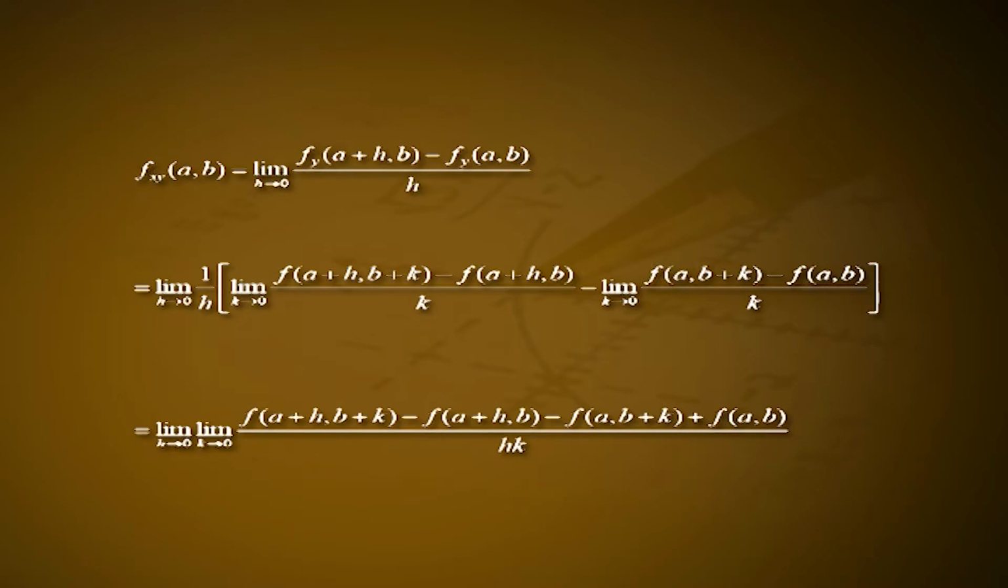which is equal to the limit h tends to 0, limit k tends to 0, of [f(a+h, b+k) − f(a+h, b) − f(a, b+k) + f(a,b)] divided by h into k, which is equal to the limit h tends to 0, limit k tends to 0, of phi(h,k) divided by h into k, where phi(h,k) is equal to f(a+h, b+k) − f(a+h, b) − f(a, b+k) + f(a,b). Similarly, fyx at (a,b) is equal to the limit k tends to 0, limit h tends to 0, of phi(h,k) divided by h into k.